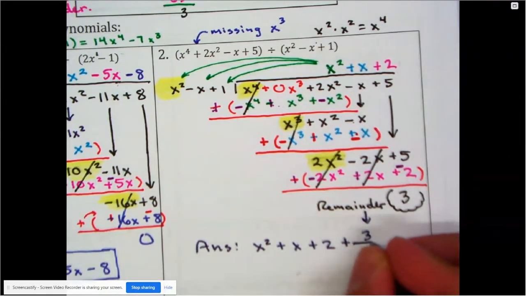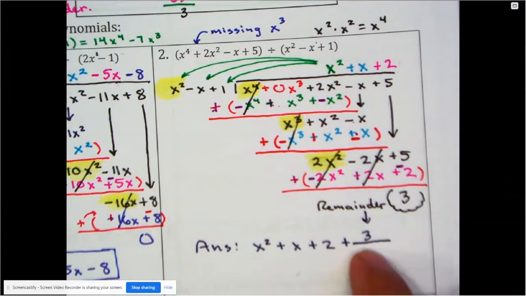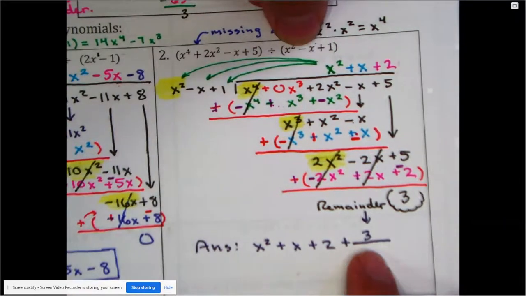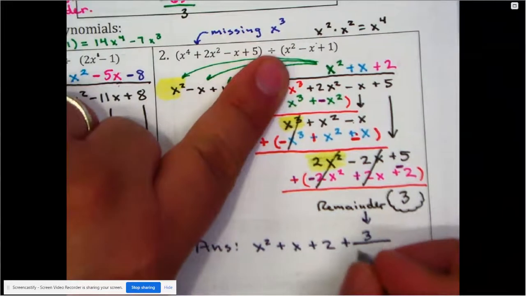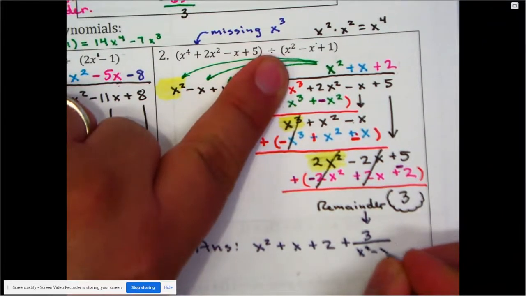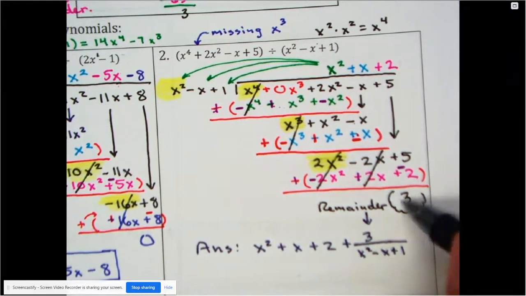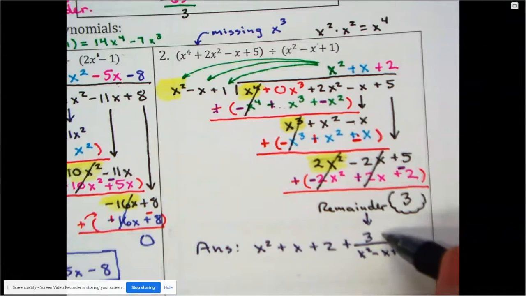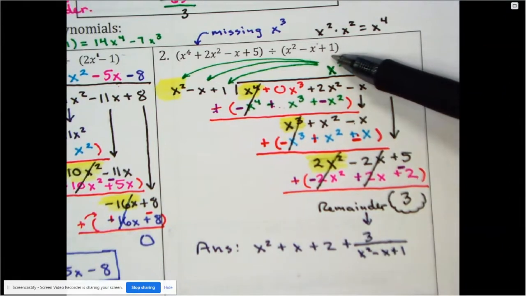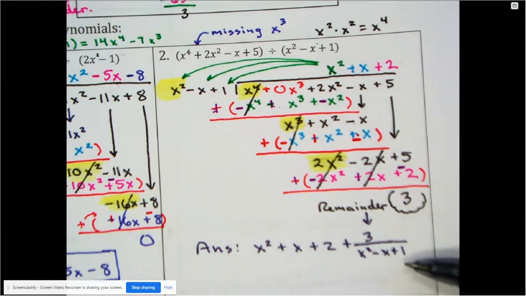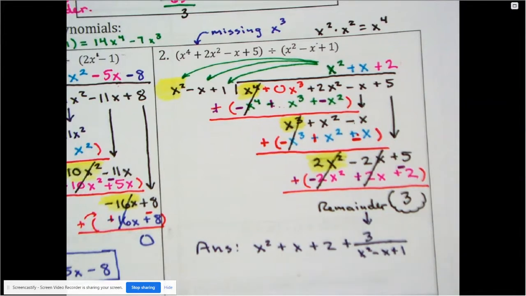The question is, what did I divide by? Well, I was dividing by everything up here. I was dividing by x squared minus the x plus the 1. That's how we write our remainders. Whatever we have left over, we write it on top of a fraction, and then we write our divisor right at the bottom. All of that right there is my answer.